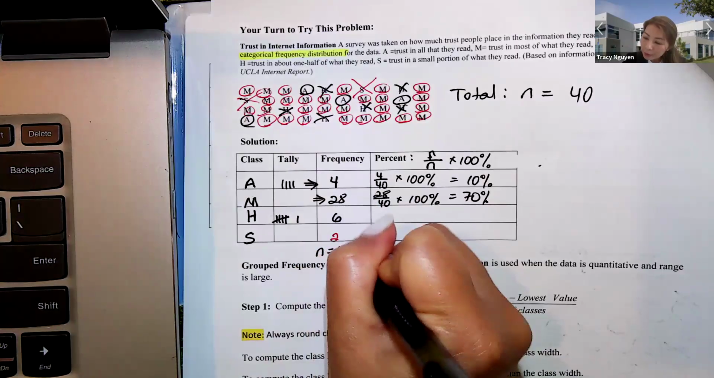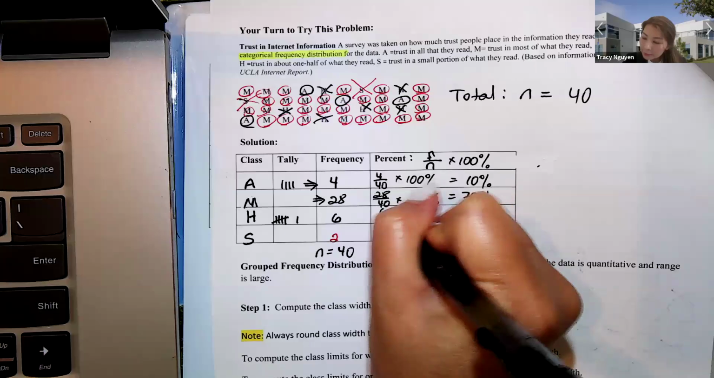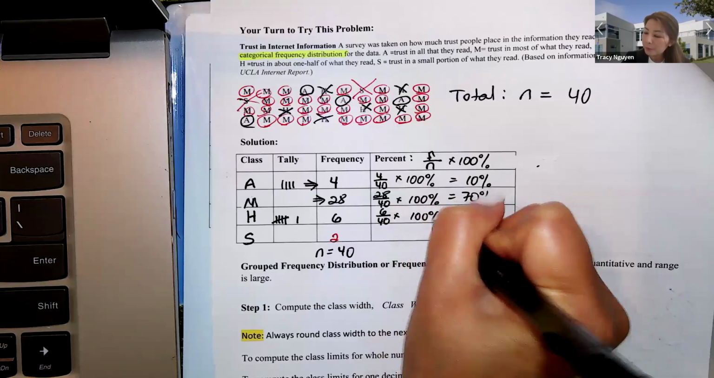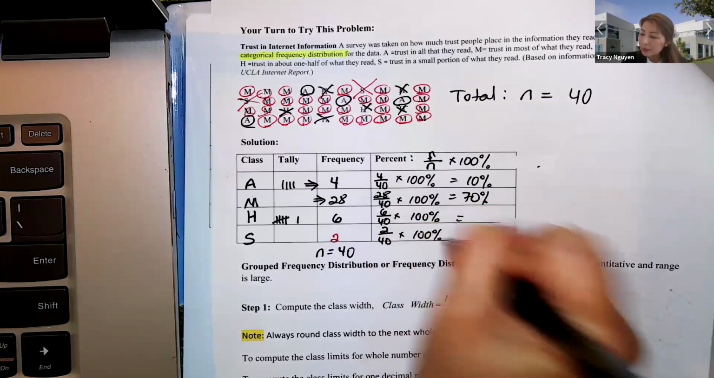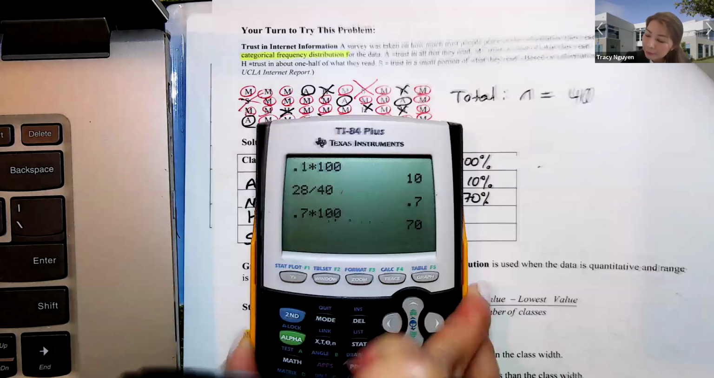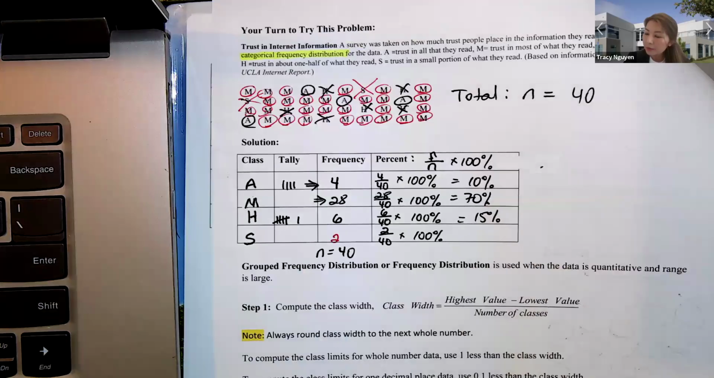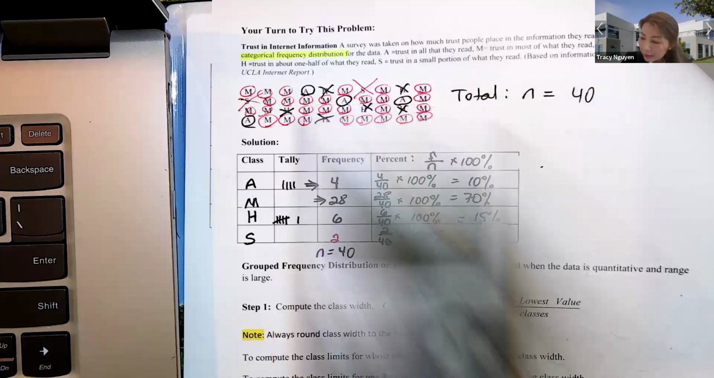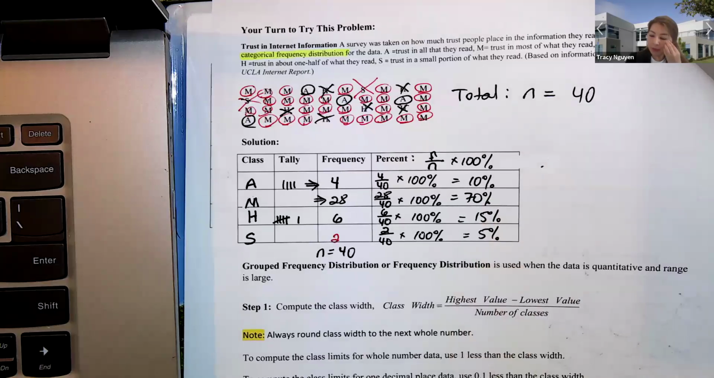And again, we continue to do the computation. Take 6 divided by 40 times 100%, and 2 divided by 40 times 100%. So 6 divided by 40, we get 0.15, times 100%, which gives us 15%. Then on the last computation, 2 divided by 40 is 0.05, times 100%, and we end up with 5%. All right, so that's how we construct a categorical frequency distribution.